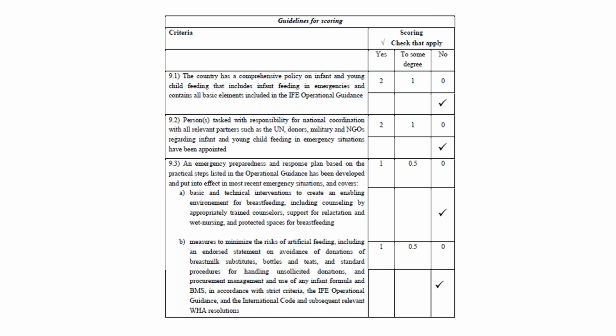There were two commissions that were put together after Katrina to look at pediatric and maternal issues, which might include infant and young child feeding. After Katrina, people were appointed to those commissions, but they were not funded and didn't meet. So we don't have a preparedness and response plan, and we do not have measures to minimize the risk of artificial feeding, including accepting donations of breast milk substitutes, etc., during emergencies.